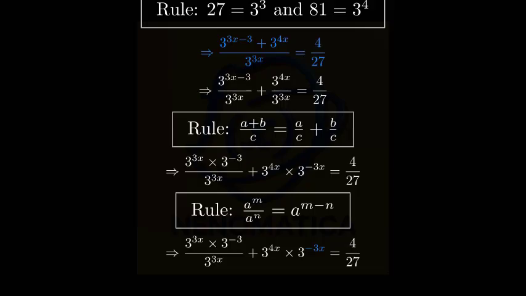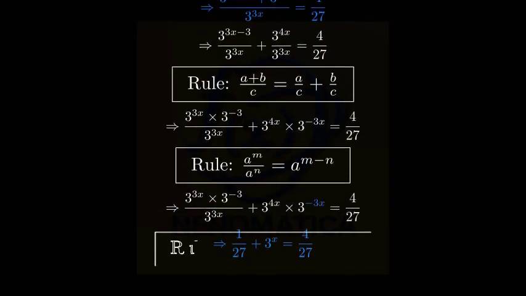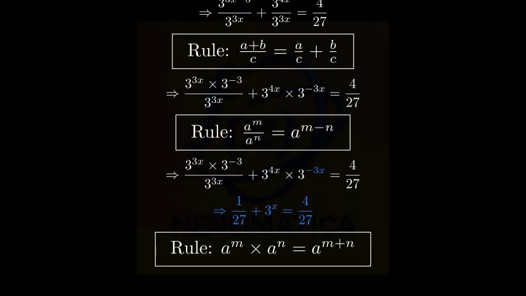In the first term, 3 to the power of 3x divided by 3 to the power of 3x equals 1, so we're left with 3 to the power of -3, which equals 1/27. For the second term, when we add the exponents 4x and -3x, we get 3 to the power of x.